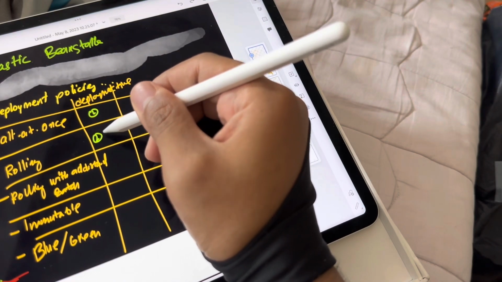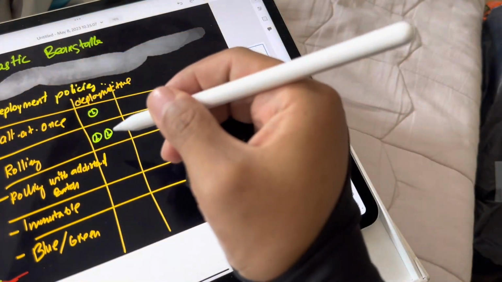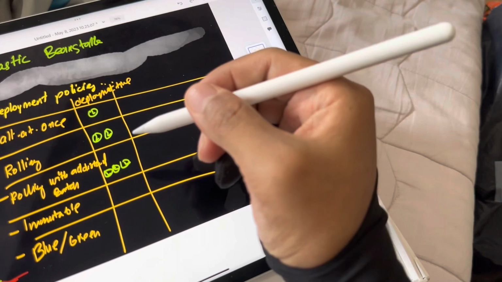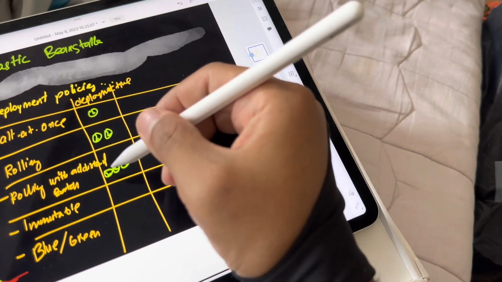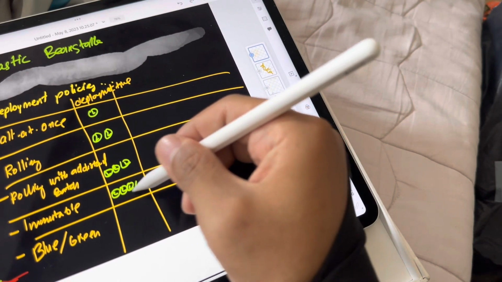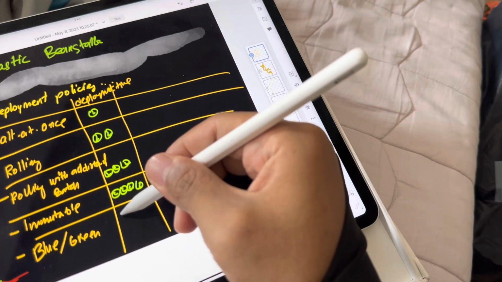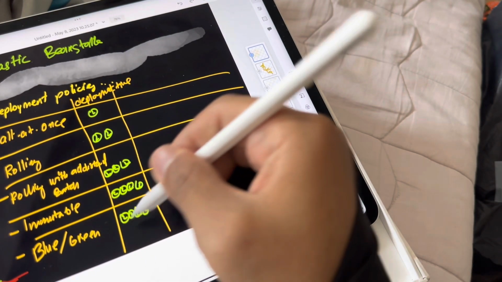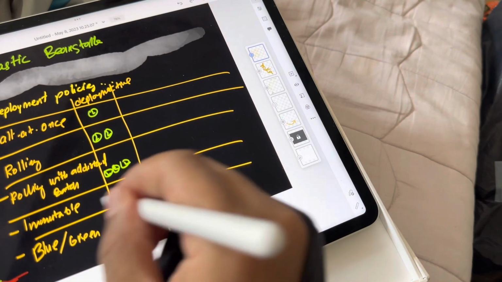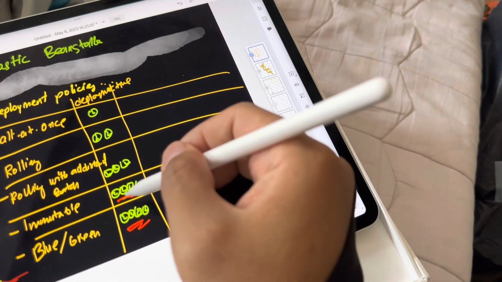Next is rolling. So rolling takes a little more time compared to all at once. Rolling with additional batch, this one here, takes more time than rolling because there's an additional batch. And for the immutable, it takes more time than the rolling with additional batch. And immutable and blue green are the same deployment time. So yeah, we can mark this as red maybe. We don't want this in terms of deployment time.